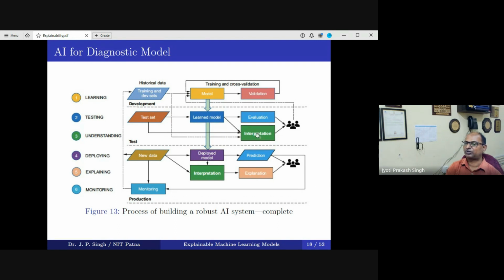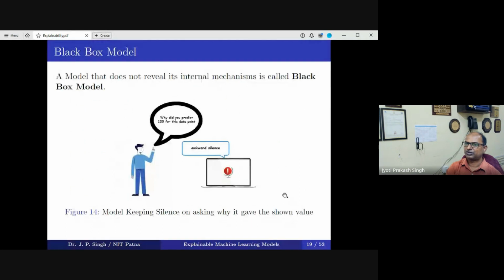So now we want to integrate this interpretation model. Now coming to what is interpretation. Before going to the interpretation, let us define some of the terms which we will be frequently using. Normally we use a term called black box model. A black box model is a model which tells me the prediction, but not how the result was achieved, how it came to that result.